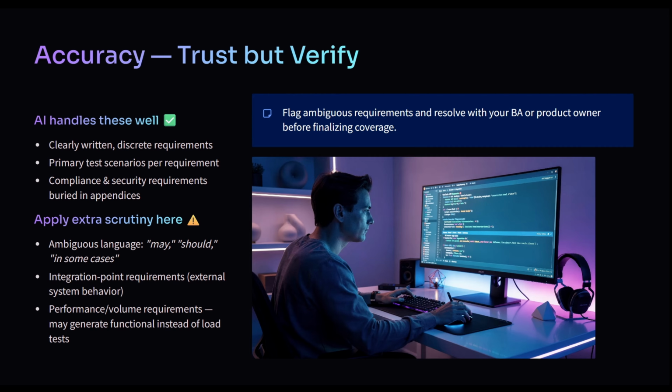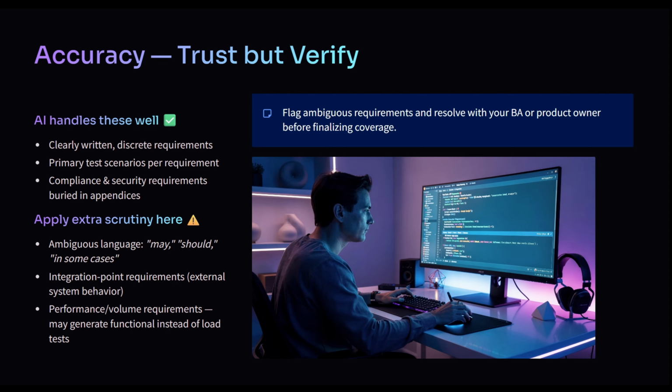Where you need to apply most scrutiny: requirements that are ambiguous or use conditional language like "the system may," or "in some cases." The AI will generate test cases for these, but the coverage may not reflect your specific interpretation of that ambiguity. Flag them and resolve them with your business analyst or product owner.